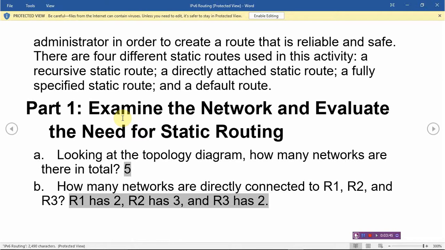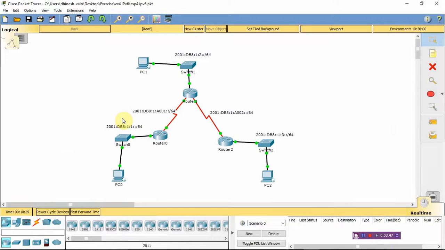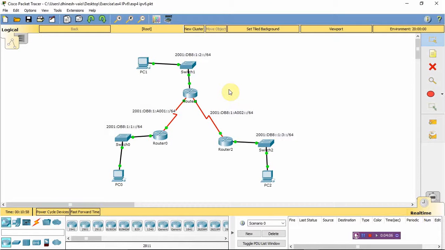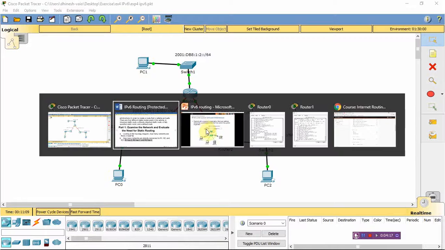Let's look at this topology which I have configured in Cisco Packet Tracer. There are a total of 5 networks. This is the answer for the first question: in the topology diagram, how many networks? There are 5. How many networks are directly connected to R1, R2 and R3? For R1 there are 2 directly connected. For R3 it is 1, 2 and 3, and for R2 it is 1 and 2.